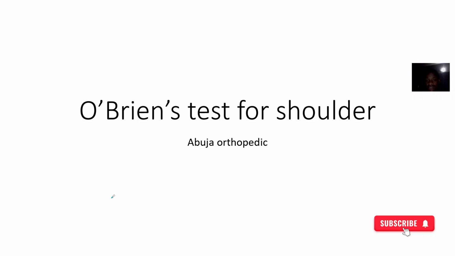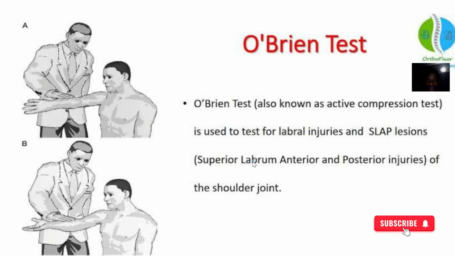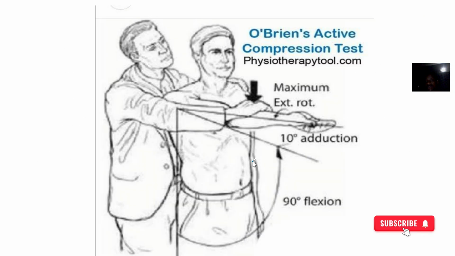This is O'Brien's test for the shoulder. So what is the O'Brien's test for shoulder? Let's see it. It's another picture. They also call it the O'Brien's active compression test.